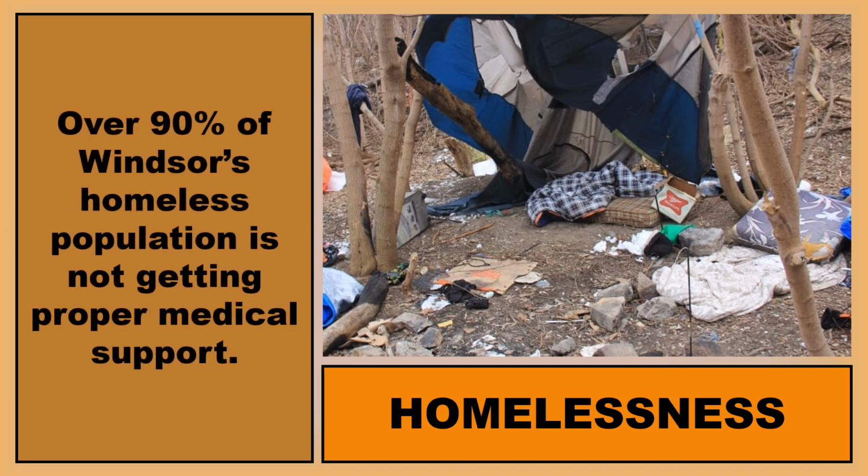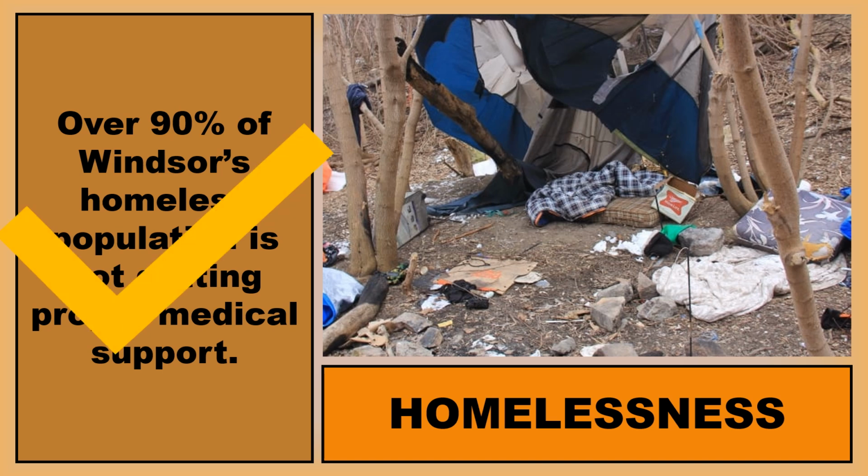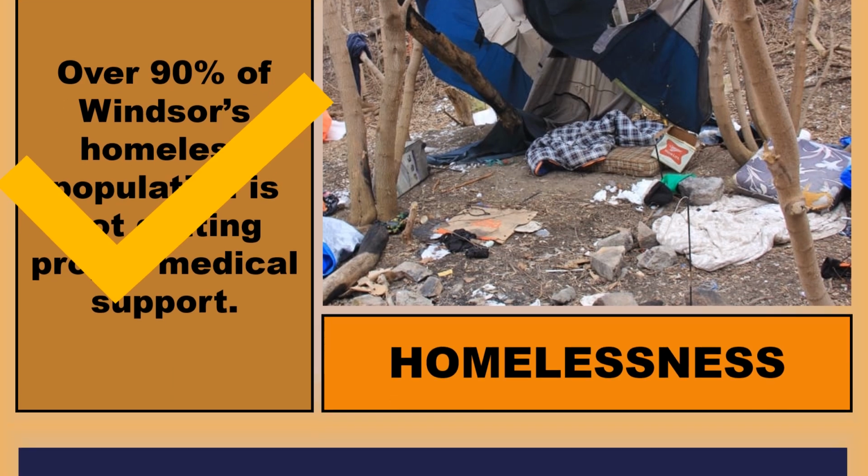Likewise, we could focus on percentages within our target population instead of the general population. Here we have over 90% of Windsor's homeless population is not getting proper medical support. This is far more compelling than that 0.03% that we mentioned earlier because the number is more significant and we see how prevalent the impact is within the target population.